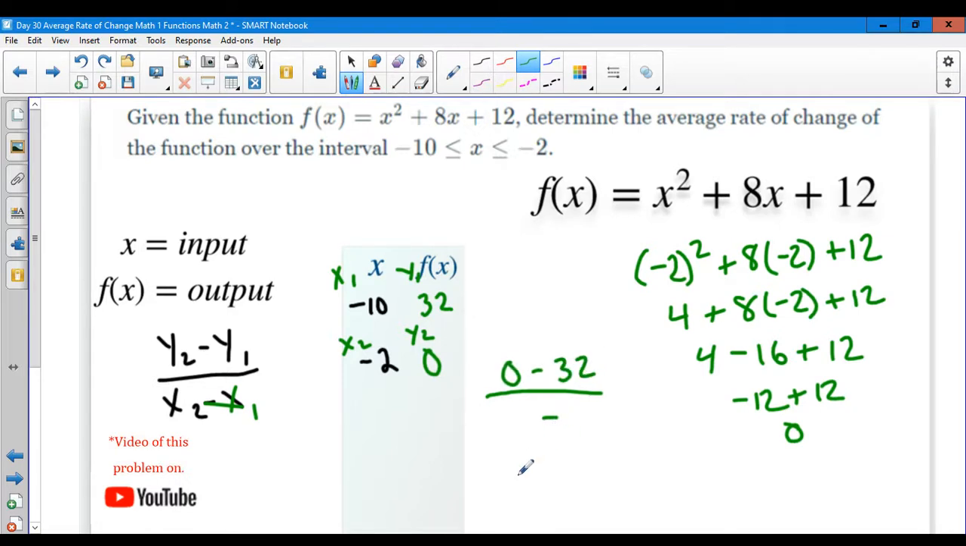Sometimes we just put this minus sign in first and then just plug the numbers in. So our x2 is -2. Our x1 is -10. And that way you don't ever miss that there's two minus signs back to back. We use that to call it positive. 0 minus 32 is -32 in the numerator. And -2 plus 10 is 8 in the denominator. 32 divided by 8 is 4. Negative divided by positive is negative. So our average rate of change is -4. We can learn that.